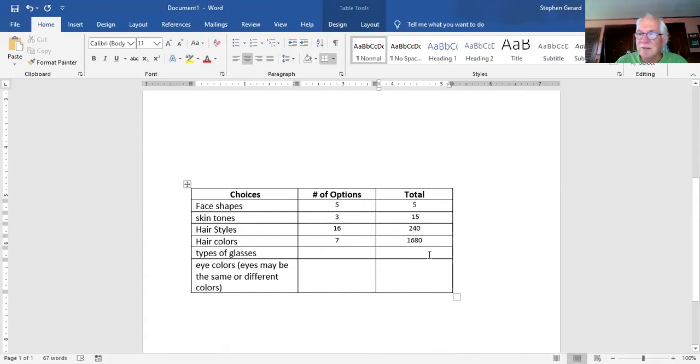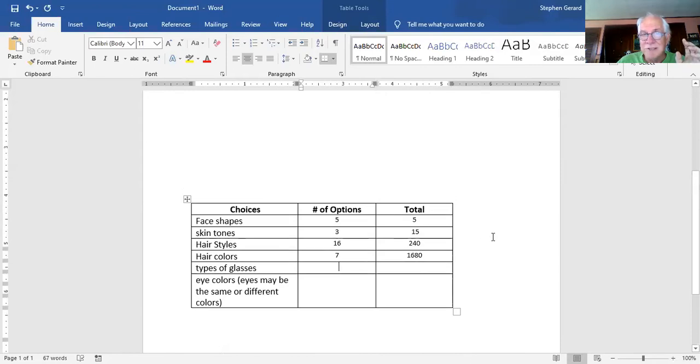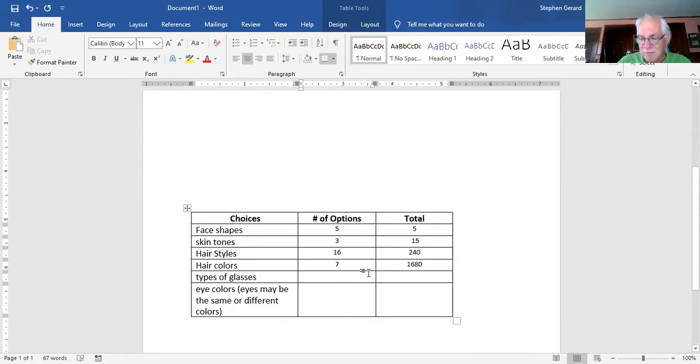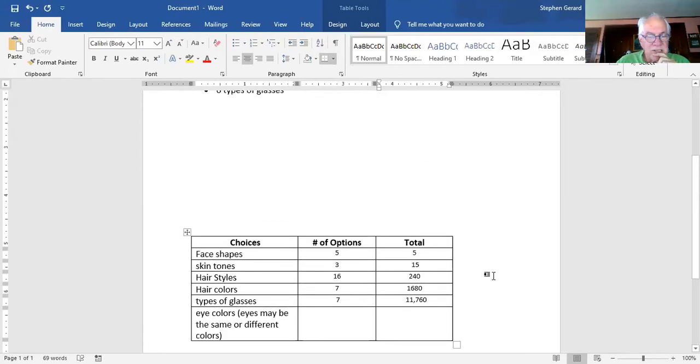6 types of glasses. So your tendency right away is to put a 6 in here, but that's a trap. You're looking at different kinds of girls. Well, there are 6 different kinds of glasses they could have. The 7th option is no glasses. So instead of jumping a 6 in, because it says 6 types of glasses, there's a 7th here, which is no glasses. So I multiply times 7 here. And now I'm up to 11,760 choices.